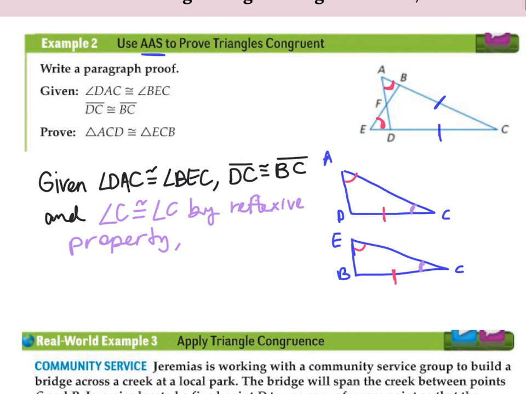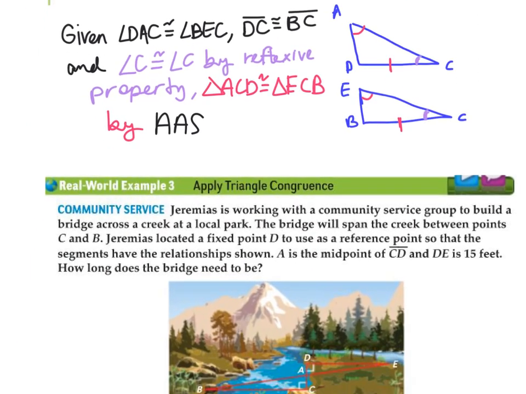Okay, we can say that triangles ACD and ECB are congruent by angle, angle, side, because we have two angles and a non-included side. All right, and on to our last example.